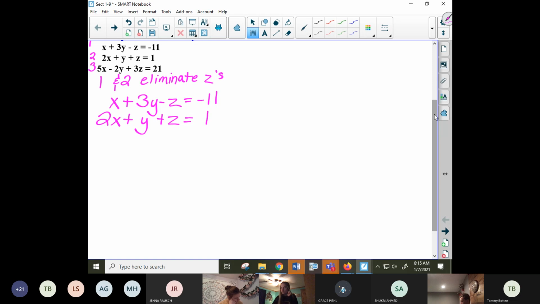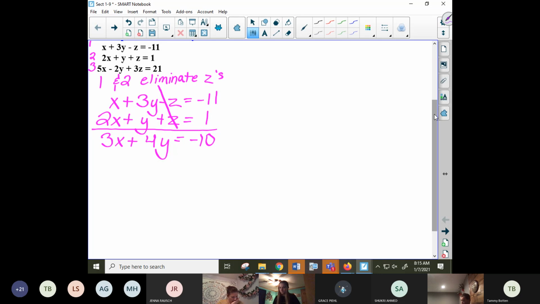Okay, and what we talked about is in this one, your z's naturally cross out. That won't always happen, but in this one it does. Then you add down just like we did when we had 2 equations and 2 variables. So 1x plus 2x is 3x, 3y plus 1y is 4y, -11 plus 1 is -10, okay? And this equation down here is something we're going to use going on, but right now I'm going to leave it.